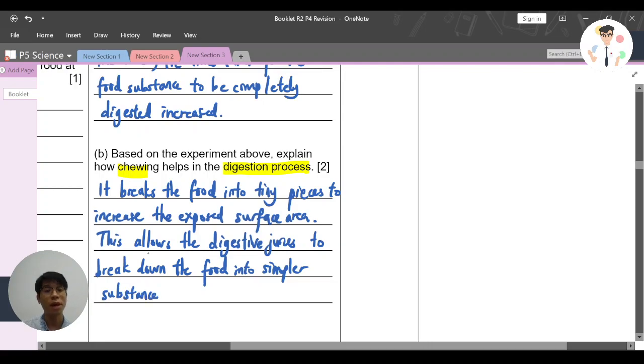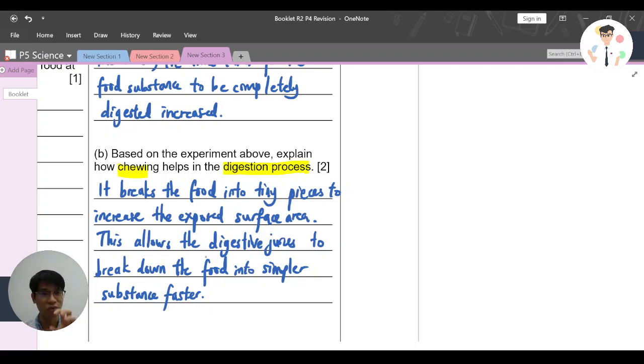But again, now we are comparing, right? How does chewing help? Chewing breaks the food into tiny pieces, so the digestive juices can break down the food into simpler substances even faster. Even if you don't chew and just swallow, it can digest, but it's much slower, right? That's why when you break the food into tiny pieces, it actually makes it faster. So that's basically how this whole thing works.